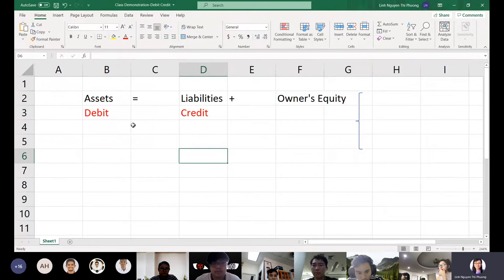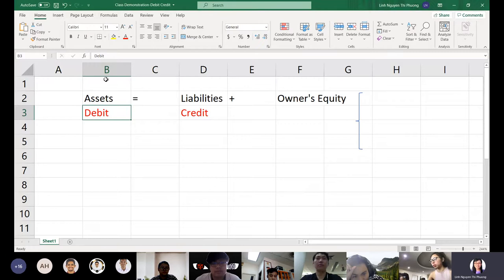Assets is on the left side of the accounting equation, so I'm going to say that it has debit, okay? Liability and owner equity, they are on the right side of the accounting equation. So whatever increase liability and owner equity, we're going to have a credit, okay?